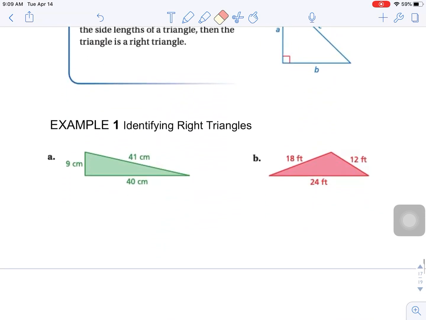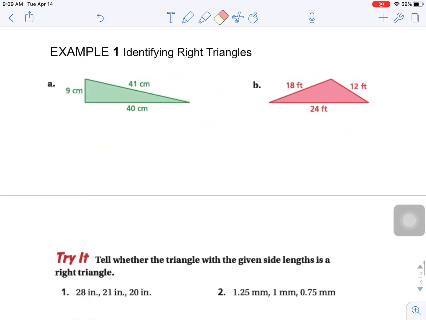Okay, so looking at this first example, we're given three sides. So to determine whether it is a right triangle, we are going to plug it in to our a squared plus b squared equals c squared. Remember when you do that our c squared is always the largest side. Here we don't have a right angle to go across from because we don't know that it's a right triangle.